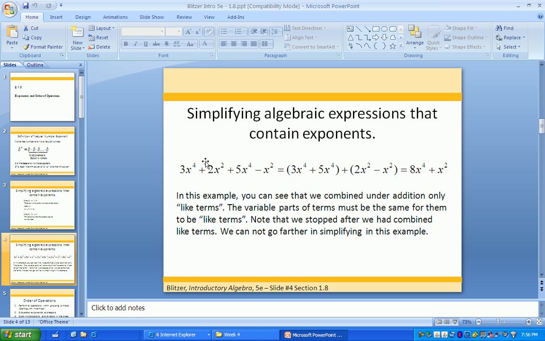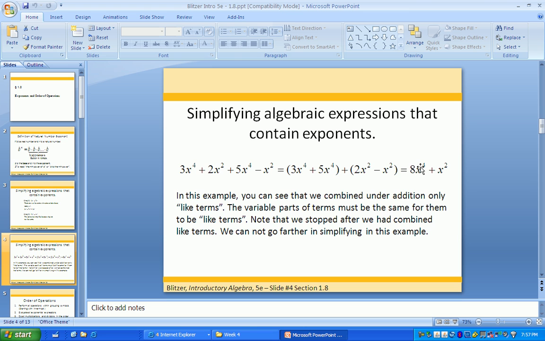Then we go to the next term, it's a 2x squared. Now we look for any other x squareds. So we have a minus x squared here. Now we combine those two terms, the 2x squared minus x squared, in another set of parentheses using our associative property. And now we can just simplify the two smaller parentheses to get 8x to the 4th, which is 3 plus 5, and that's 8.